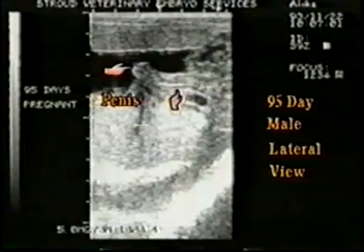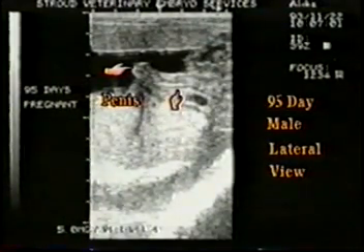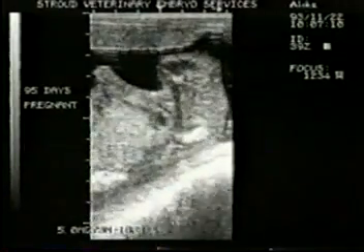This is a lateral view of a 95-day male fetus. His head is to the left and his legs are pointed upwards. The entire length of the penis is easily visible. Make note of the umbilicus and follow it all the way to its attachment to the abdomen, and then see the penis.